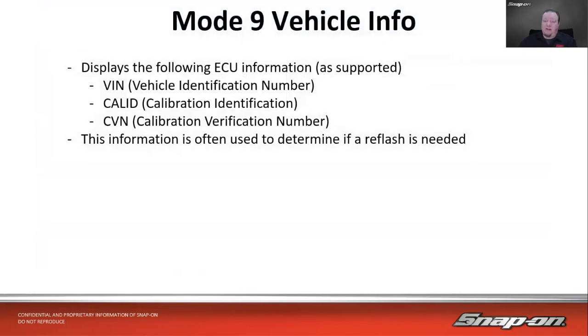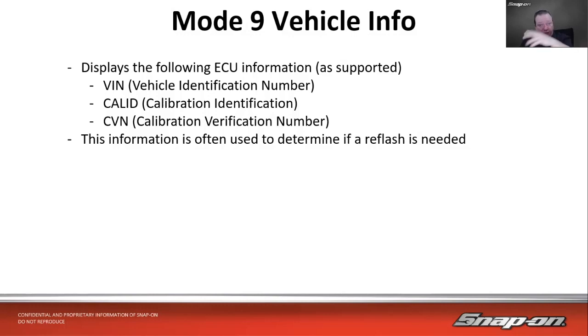Then we have mode 9. Now, as I said earlier, in this presentation, we could have multiple mode 9 selections in there. So for this example, mode 9 vehicle information, it's going to display the following ECU information as long as it's supported by the ECU. So it'll show the VIN, which of course is the vehicle identification number, Cal ID, which is the calibration identification, which can be used for certain things, and CVN, calibration verification number.